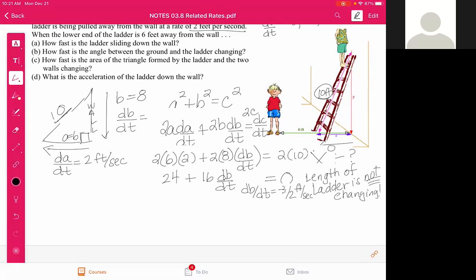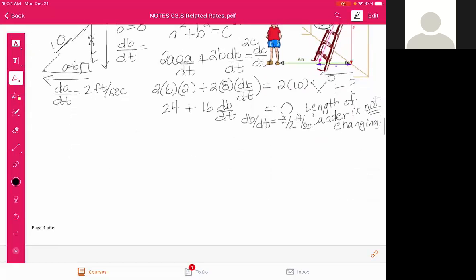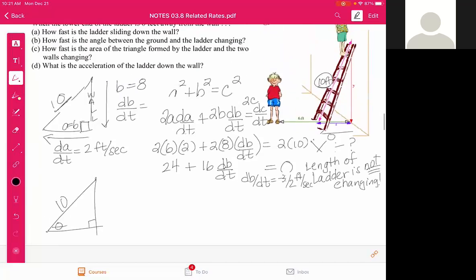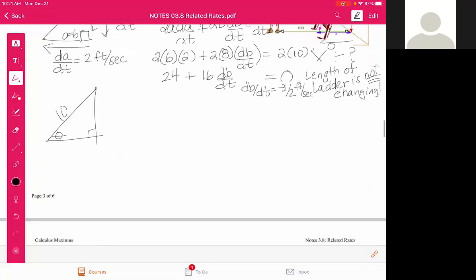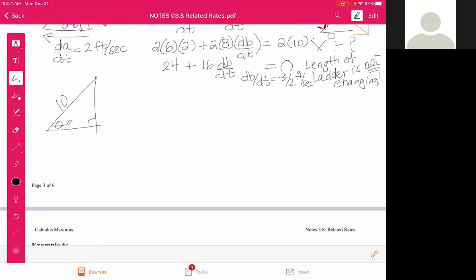Well, let me erase some stuff here. Actually, I guess I have some more space. So I'm going to make the triangle. I'm going to put the angle right there because they said the angle with the ground. Here's my ladder. I know that's 10 and that's not changing. And what else here? We're still talking about 6 feet away from the wall. So when A is 6, dA/dt is still 2. That hasn't changed. Okay.